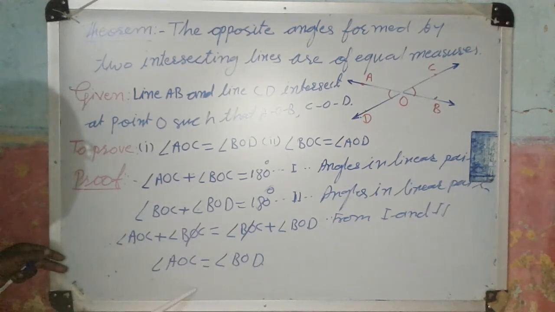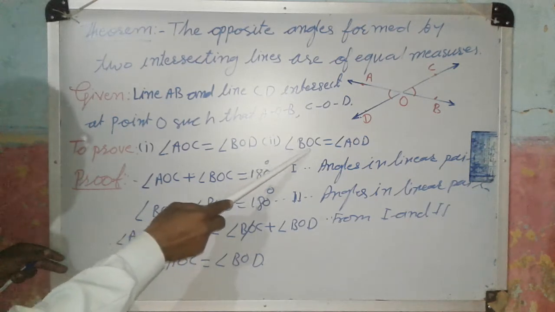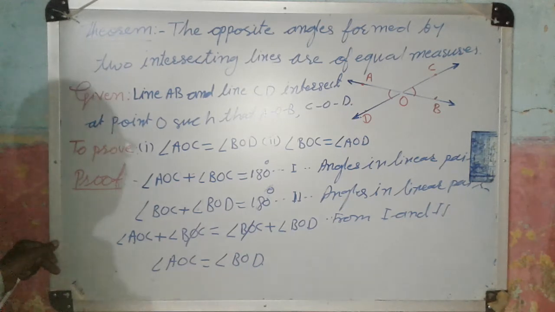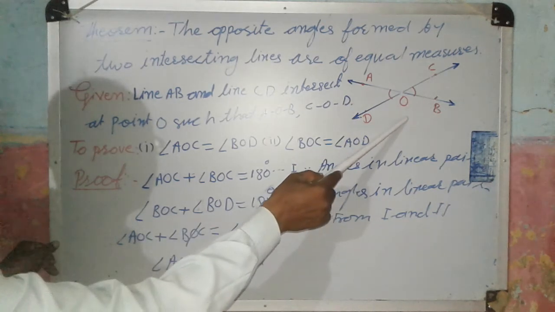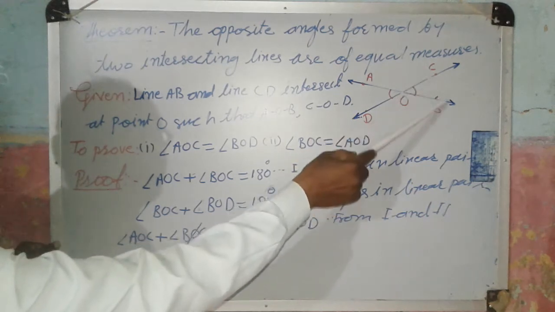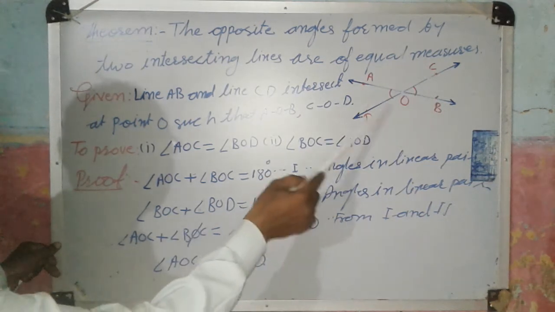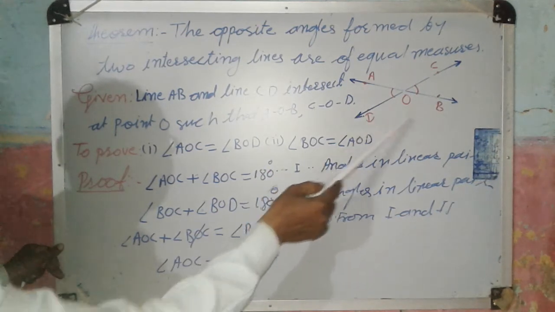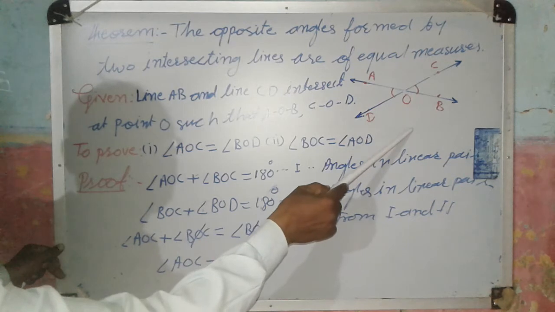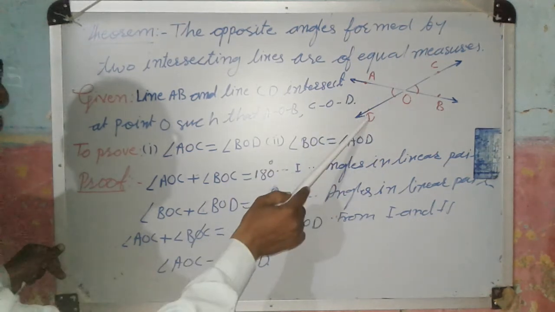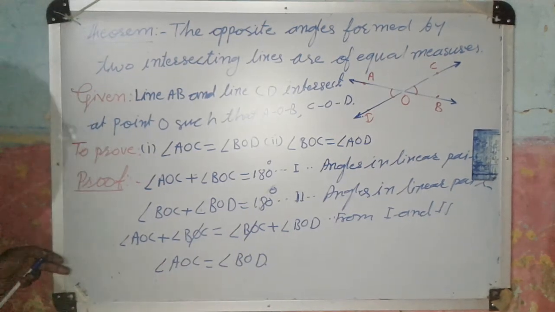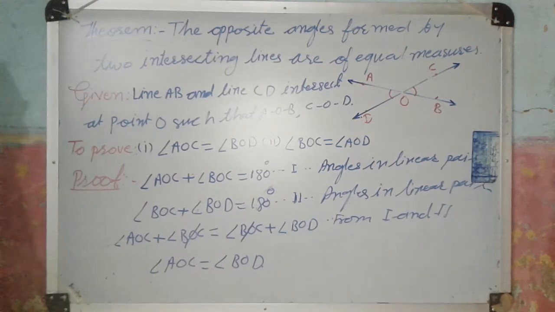In a similar way, we can prove the second statement, angle BOC is equal to angle AOD. For that, you take this one pair: angle BOC plus BOD is equal to 180, and this one pair, BOD plus COD is 180. So angle BOD is a common angle, it gets cancelled and it remains angle AOD is equal to angle BOC. So in this way you can prove the second statement. In this way we have to prove the theorem.